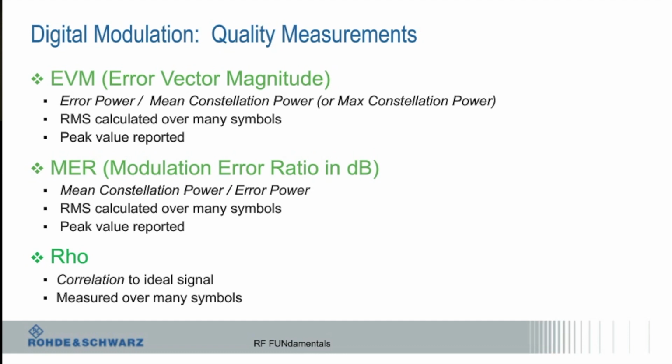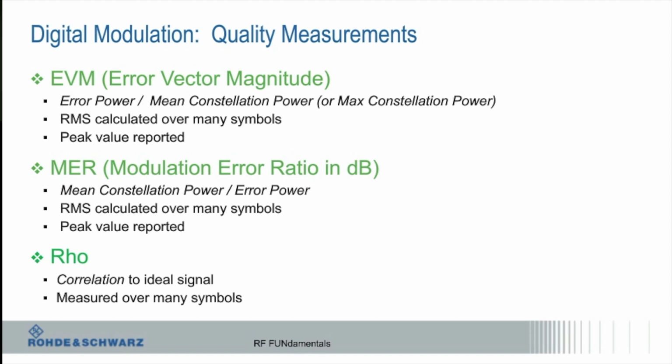Okay, so common errors that one measures. Error vector magnitude, so there's error power or mean constellation power. Basically, differences in where the points should be versus where they actually are, but more in terms of amplitude. And MER is really more or less the same thing, but the cable TV guys, like DOCSIS, if you've ever heard of DOCSIS, have a similar measurement with slightly different nomenclature.